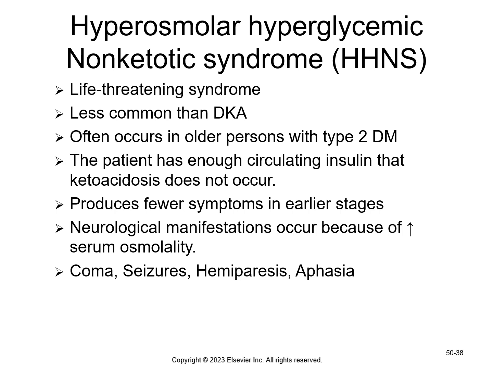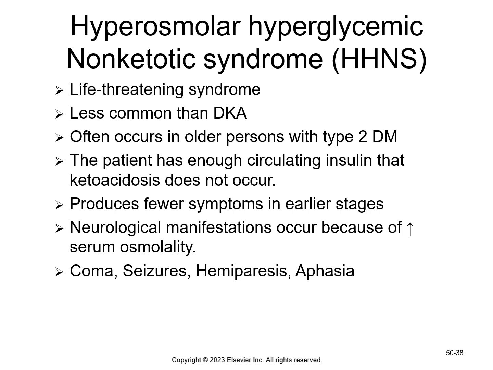So that is about DKA. We're also going to look at this hyperosmolar hyperglycemic non-ketotic syndrome and then look at the management together, because it is almost similar management with slight difference. So this is a life-threatening condition. This is less common than DKA because this happens mostly in older patients with type 2 diabetes.